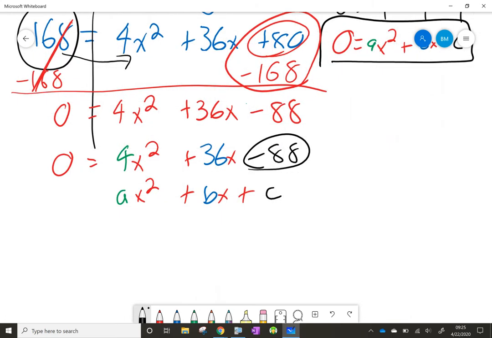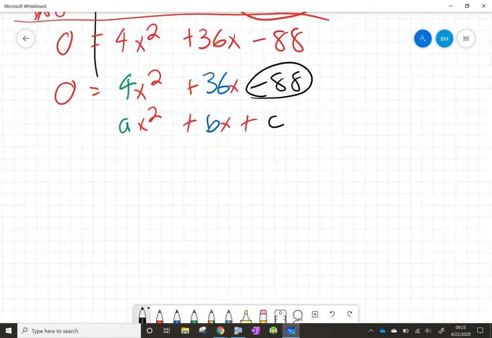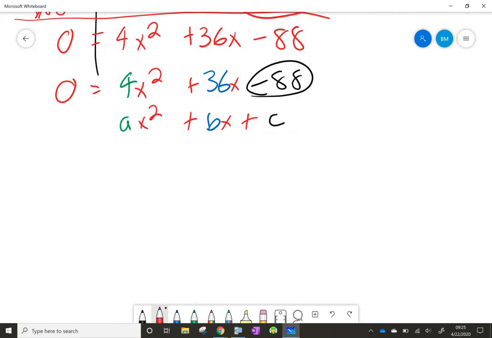So now we just use our quadratic formula. So if you missed the last video, please go back, watch it. I'm not going to re-explain everything about it, but our quadratic formula is x equals negative b, so our b value is going to be 36 here, plus minus the square root of b squared. So 36 squared.